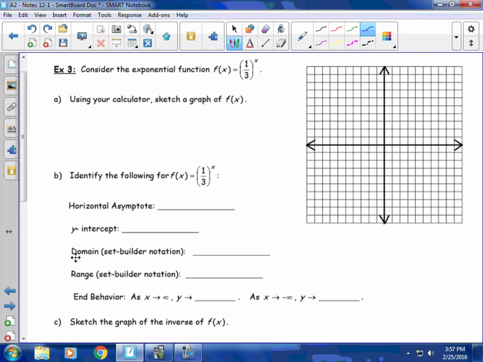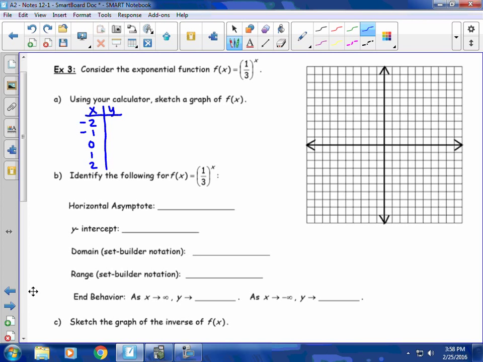Okay, kind of like the first one now. Consider the exponential function f of x equals 1/3 to the x. Using your calculator, sketch a graph of f of x. Okay, so we're going to make a table of values again. Here's x, here's y. This is just a regular exponential, so -2, -1, 0, 1, and 2.